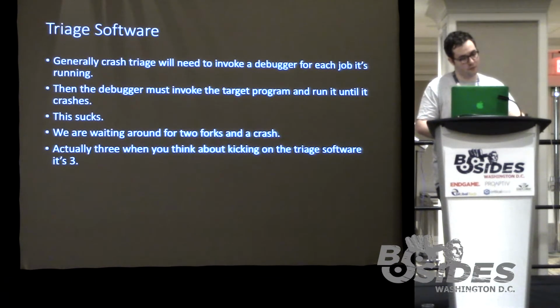And what about triage software? Triage software presents an especially daunting task because crash triage software has all the problems of running the fuzz test case, but worse, because the way a lot of it works is crash triage will need to invoke a debugger for each job it's running. Then the debugger must invoke the target program and run until it crashes. That means we're waiting around on 2 forks instead of 1, and we're waiting on a crash that might take an undefined amount of time.